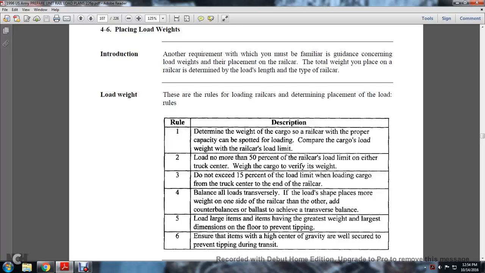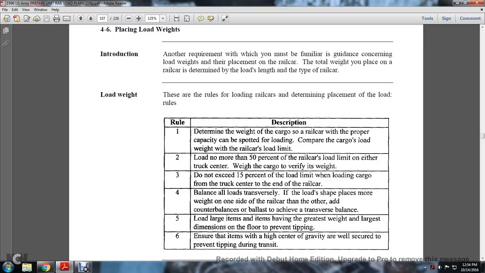Rule 1: determine the weight of the cargo so that a railway car of proper capacity can be spotted for the loading, comparing the car's capacity with the cargo's load weight. Rule 2: load no more than 50% of the load limit on either truck center. Rule 3: do not exceed 15% of the load limit of the cargo from the truck center to the end of the railway car.